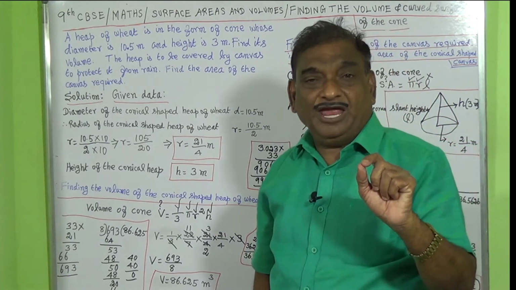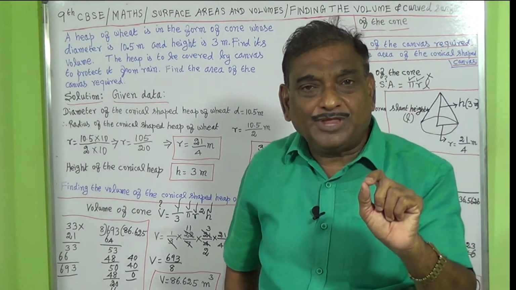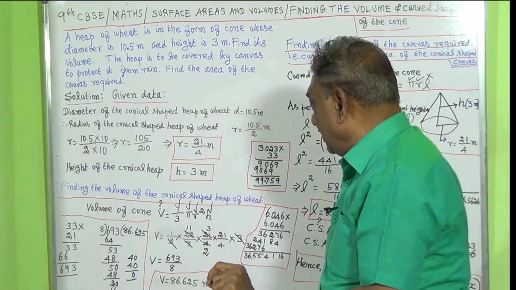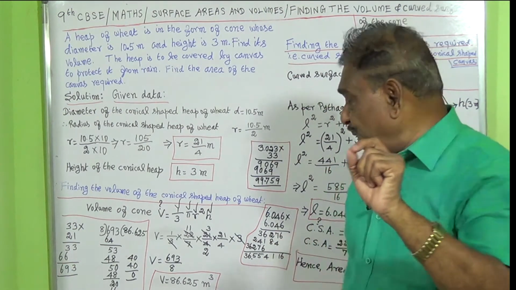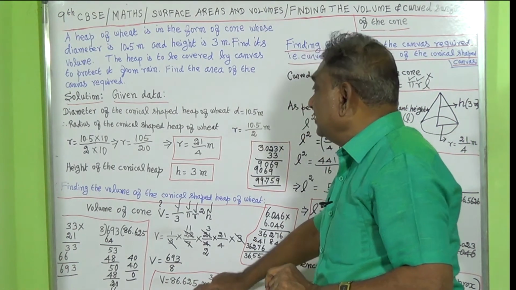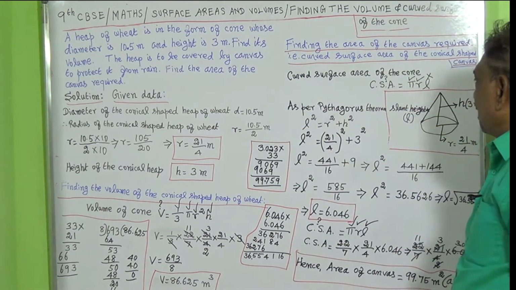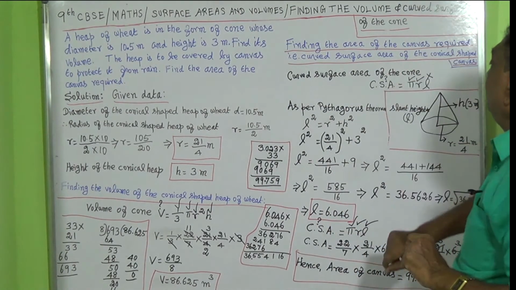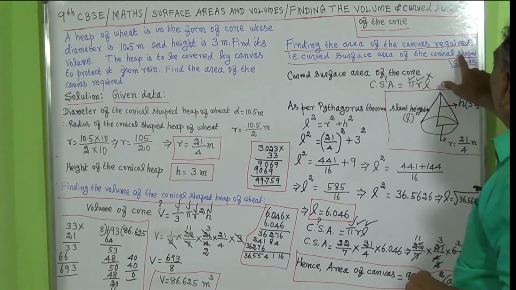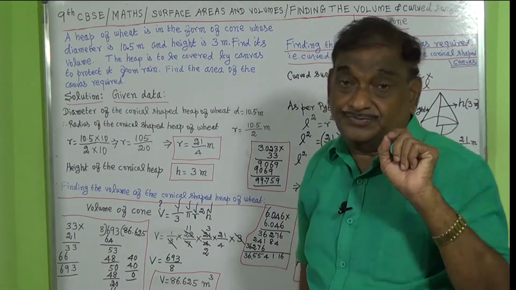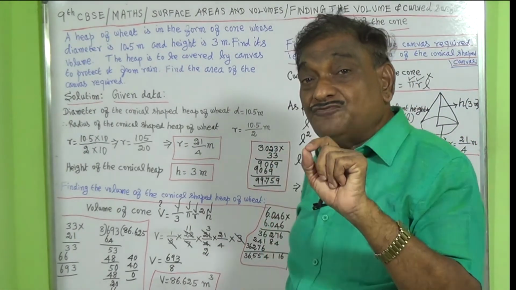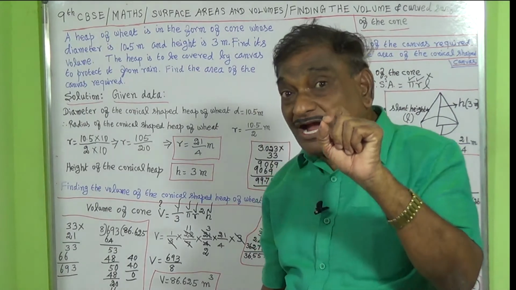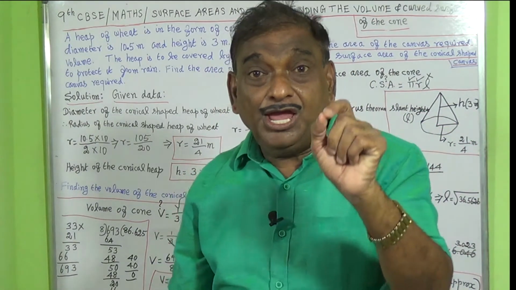So the volume of the conical shaped heap of wheat is obtained as 86.625 meter cube. Then the second question is, find the area of the canvas required. That is, the curved surface area of the conical shaped canvas is asked. So what is the formula for the curved surface area of the cone? The formula for the curved surface area of the cone is pi r L.